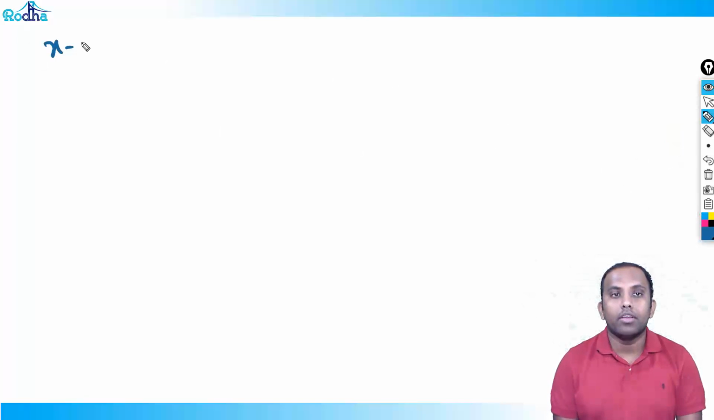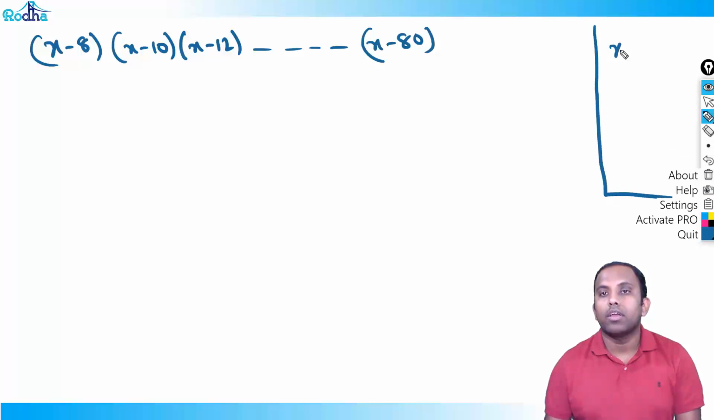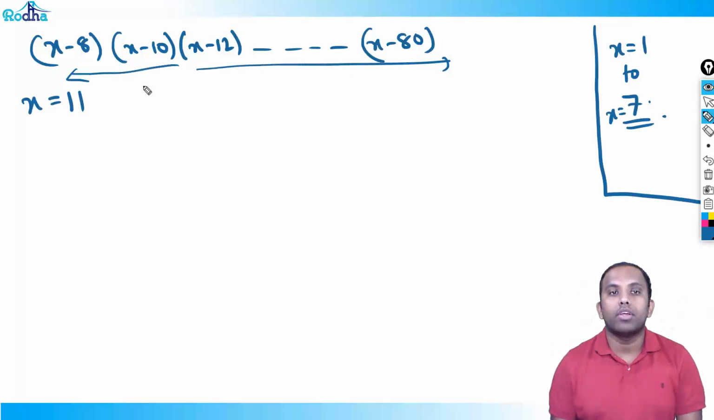Again I'm writing here: x minus 8 into x minus 10 into x minus 12 till x minus 80. The first thing we got is that x from 1 to 7 satisfies it. Now the second thing, x should be 11. If x is 11, 2 terms are positive and the rest 35 terms are negative, so the result is negative.